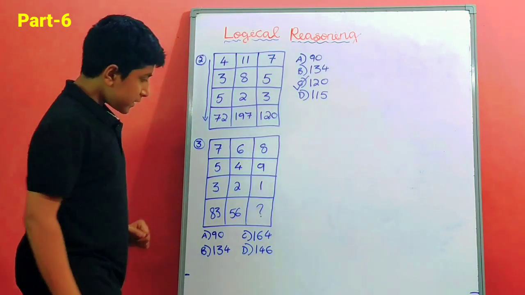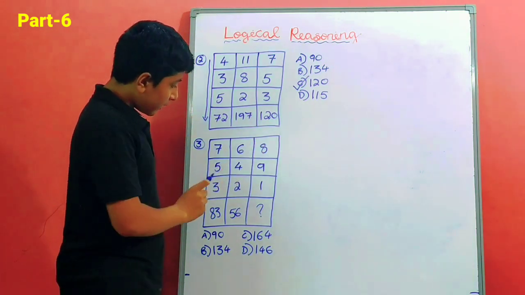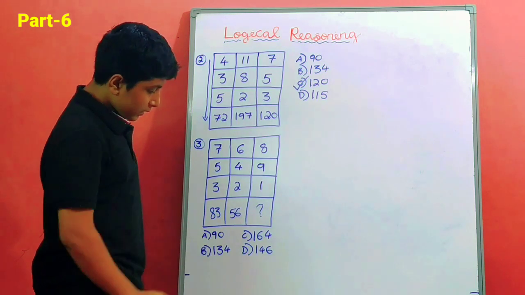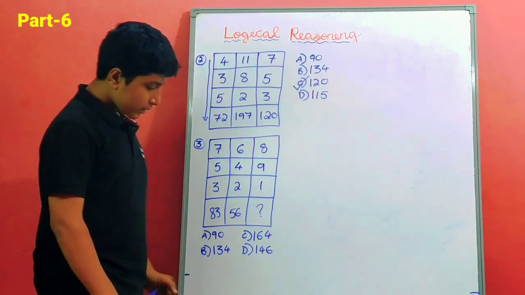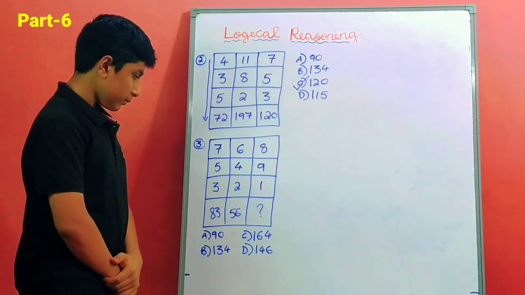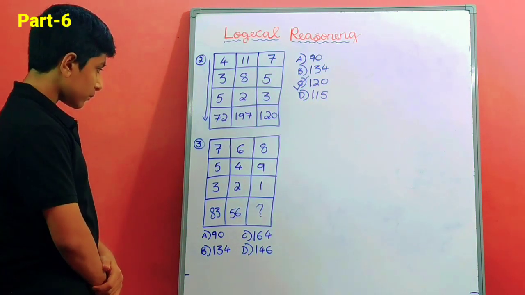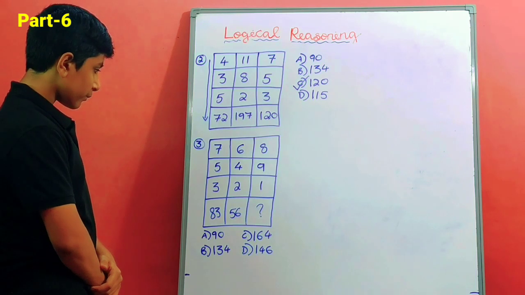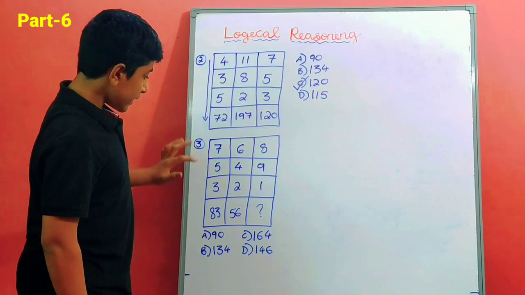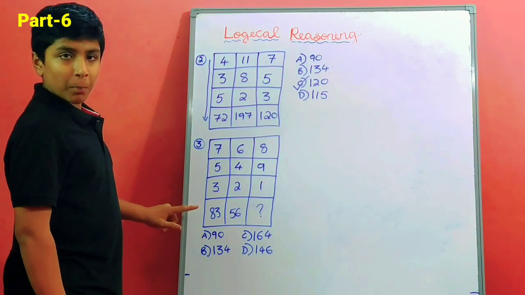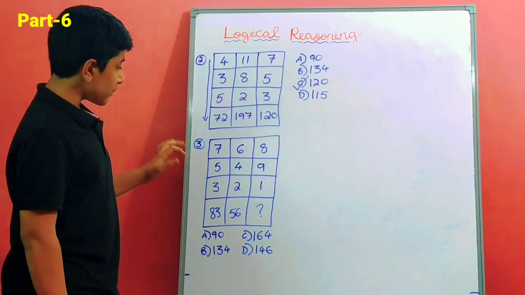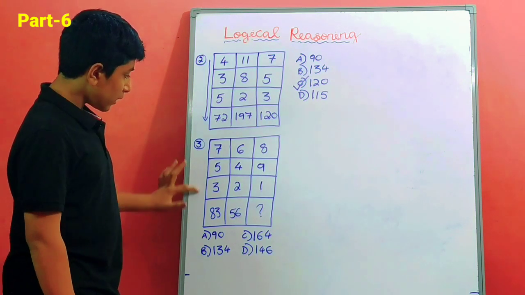Okay, so we have this: 7, 6 and 8, 5, 4 and 9, 3, 2 and 1, 83, 56 and we have to find this. We have 4 options. Please pause the video and try to solve it yourself. Hope you have tried to solve it yourself. Now we can see that the greatest value is in the bottommost row. So we have to add, multiply, subtract or divide the first 3 rows.